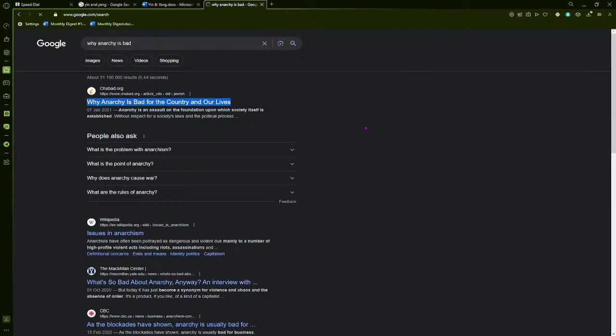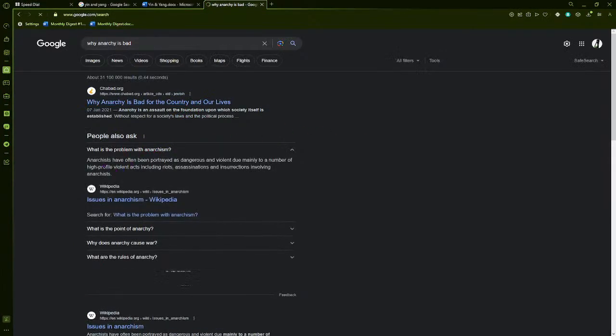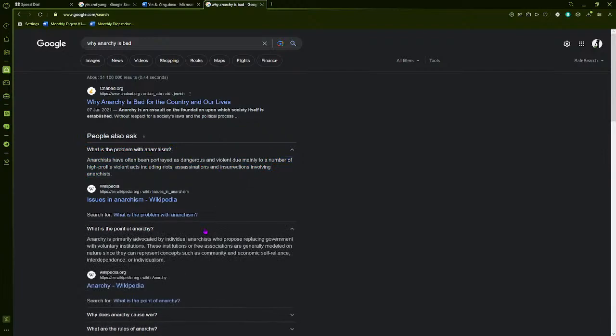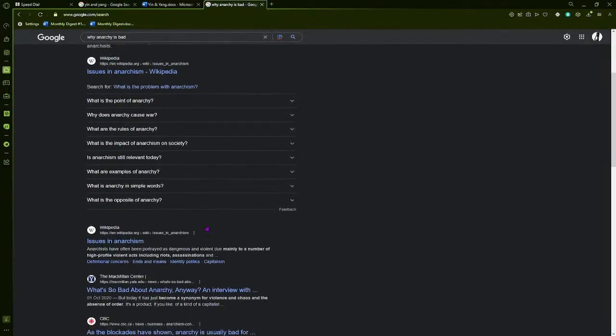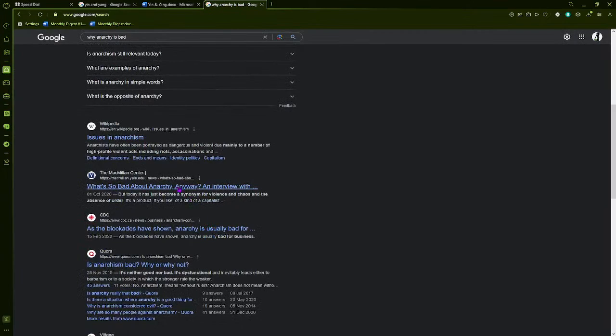Why is anarchy bad for the country? What's the problem with anarchism? Often portrayed as dangerous violence due to many high-profile violent acts including riots, assassinations, insurrections involving anarchists. So it's not a good thing. It does not end well for anybody. So that is what makes it bad.